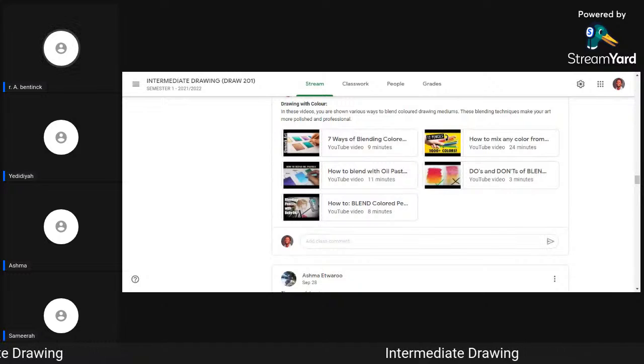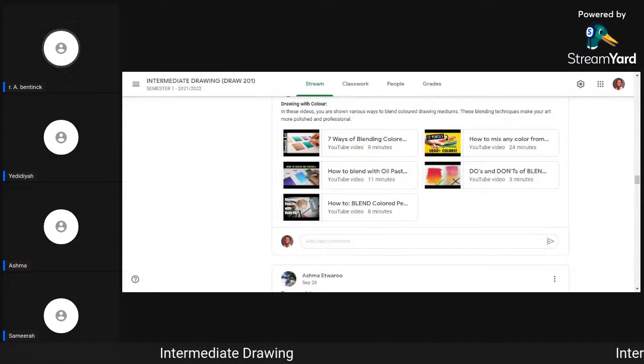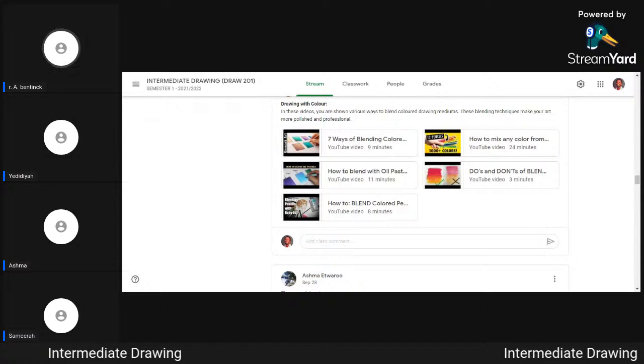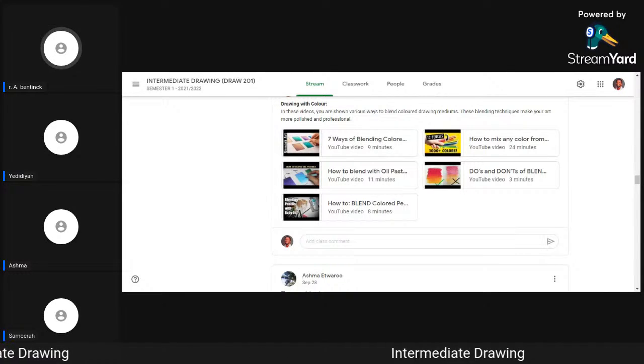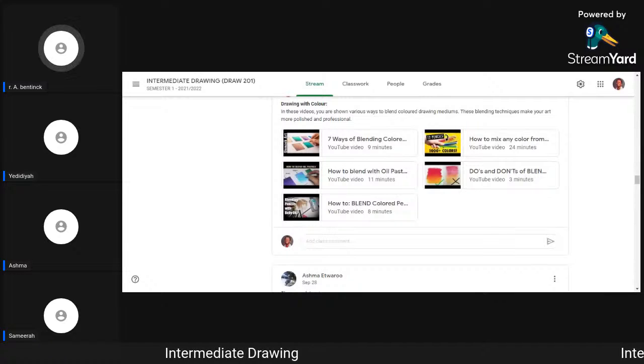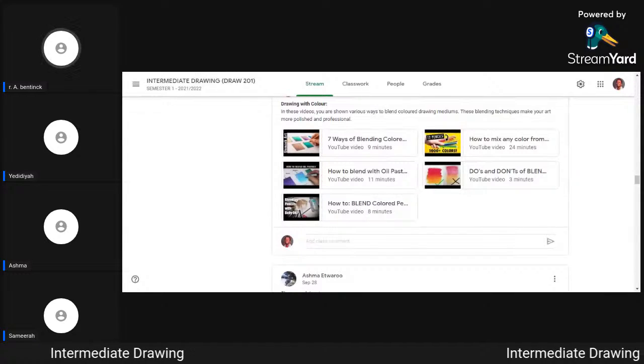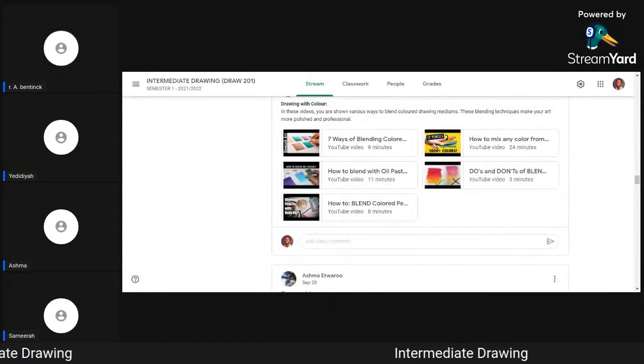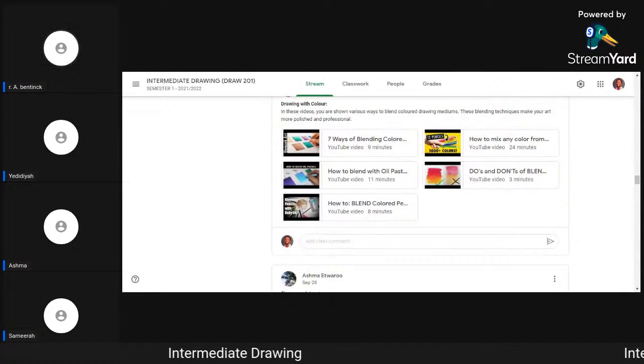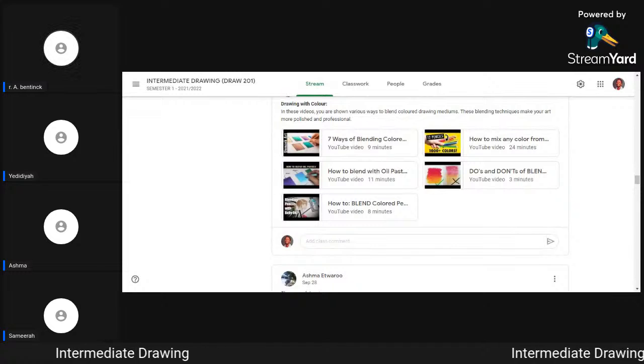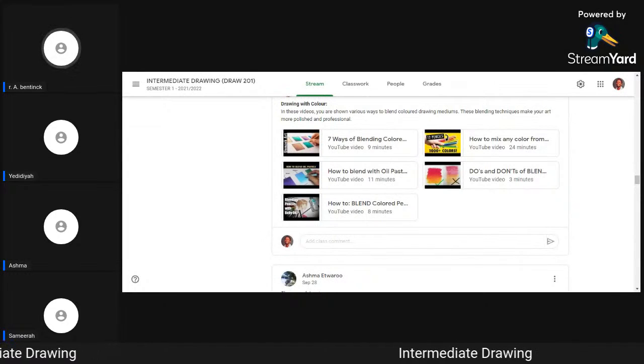Because remember now, I'm assuming that somewhere along the line you're all doing intermediate painting. And if you're doing intermediate painting, you're going to learn some color theory there, some fundamentals of color. I don't know if you're doing color theory as a subject area itself, which is separate from painting, but you should be exposed to some amount of color theory. So you're going to know what colors you need to use.